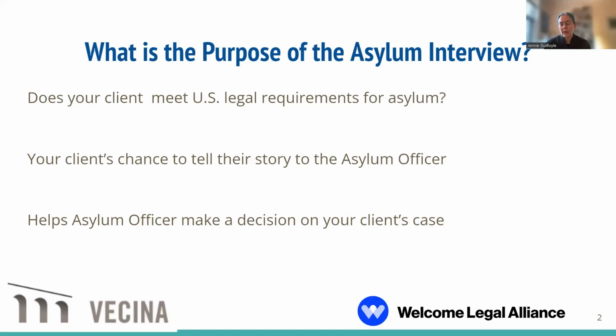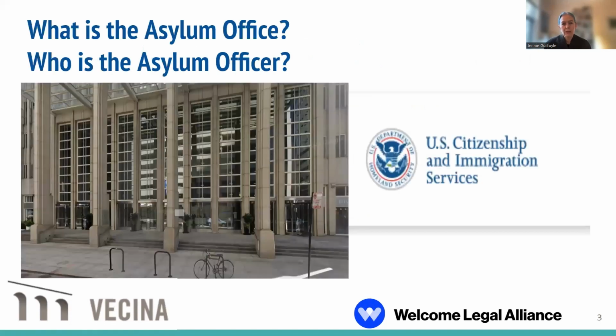So what is the asylum office? And our next slide just talks about this a little bit. And I think this is a photo of the outside of the Chicago asylum office, if I'm not wrong. The Asylum Office is part of USCIS, U.S. Citizenship and Immigration Services, which is the branch of the Department of Homeland Security that is charged with adjudicating immigration benefits. And one of those benefits is asylum.